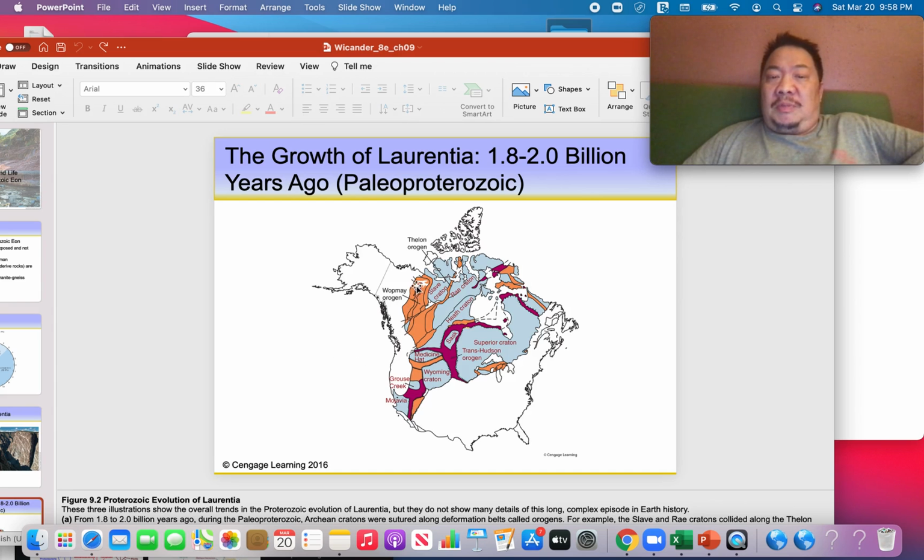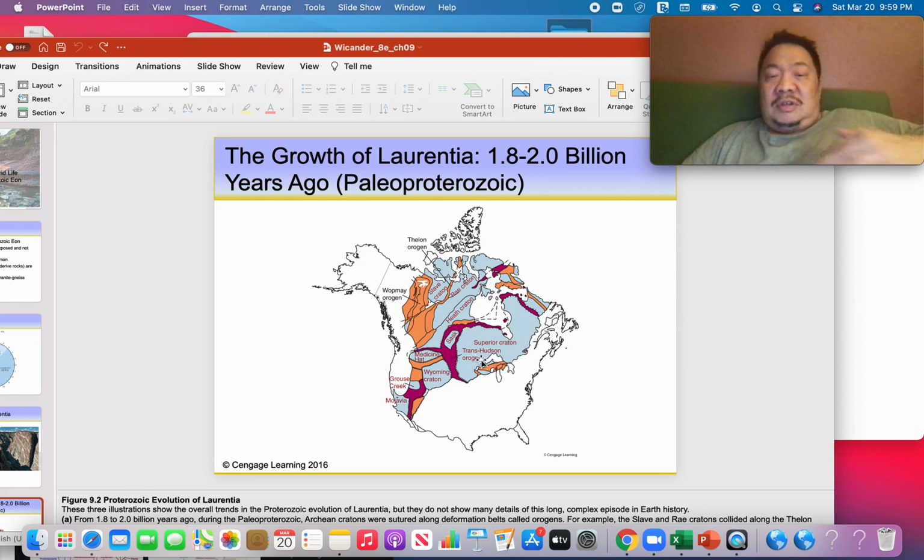North America was smaller. From now on I'm just going to call it Laurentia until later on we'll call it North America. This is Laurentia from 1.8 to 2 billion years ago. Did Tennessee exist 1.8 to 2 billion years ago? No. Did Florida exist? No. Did New Jersey exist? No. Did Nova Scotia exist? No. Did Alaska exist? No. This was Laurentia 1.8 to 2 billion years ago.